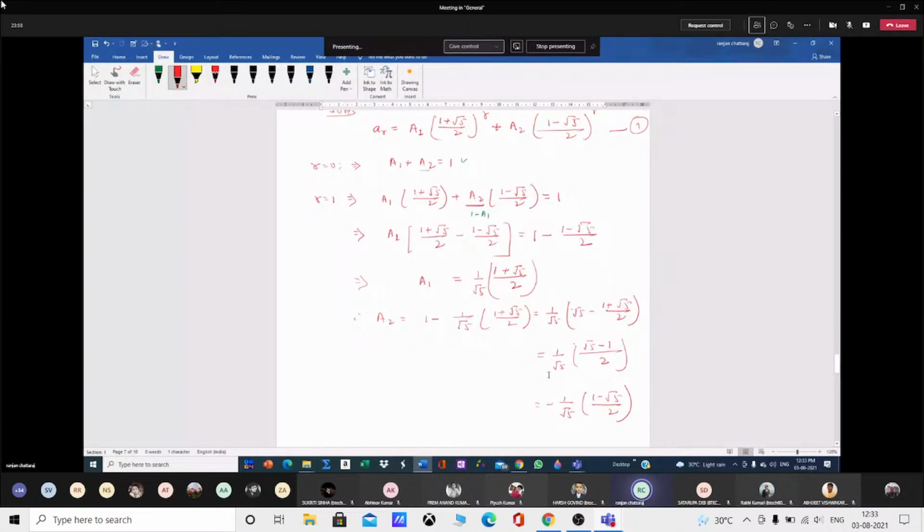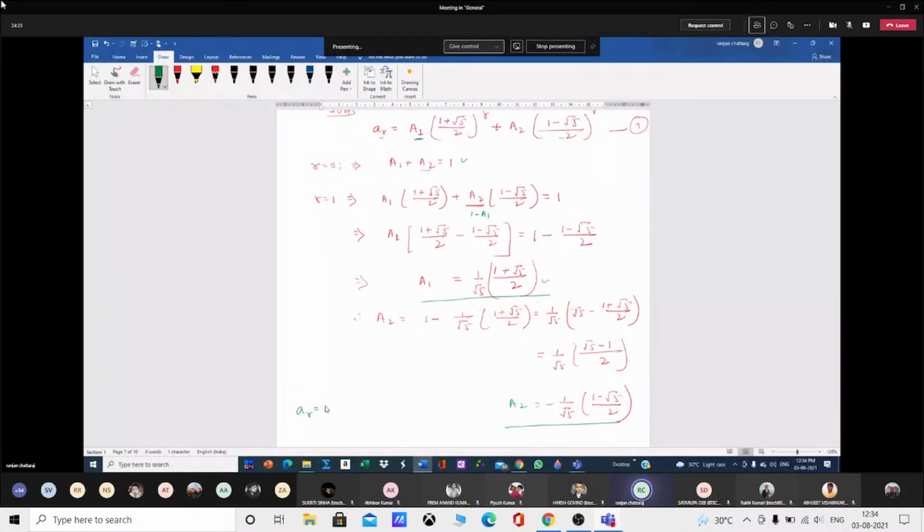Once you are getting this, actually it is in this form: a1 is equal to this, and this is a2. Now put it here, over here. So how much are you getting? a_r is equal to a1. So a1 is equal to simply put this. So what you will get? a_r is equal to a1.